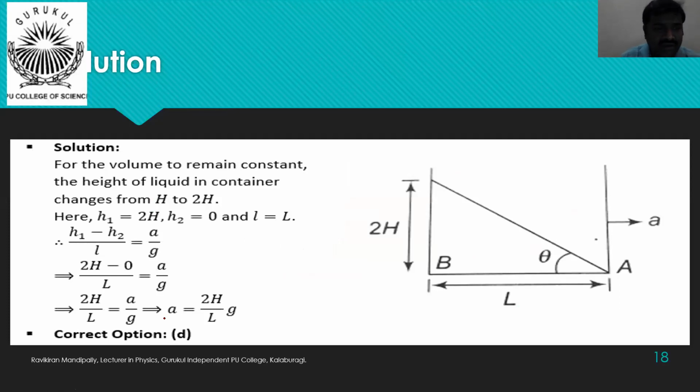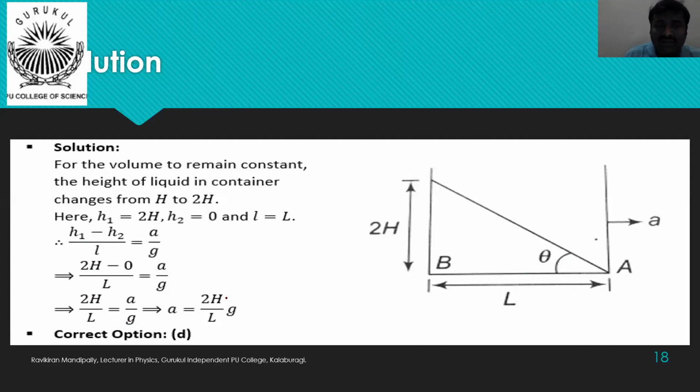Here we are using this idea. The container is going to be in this situation now. The liquid surface is inclined here, and hence we are going to use this formula. h1 minus h2 by L is equal to a by g. That is going to be 2h minus 0 by L is equal to a by g, that is 2h by L is equal to a by g, and a is equal to 2h by L into g.